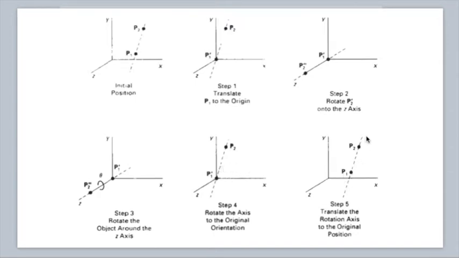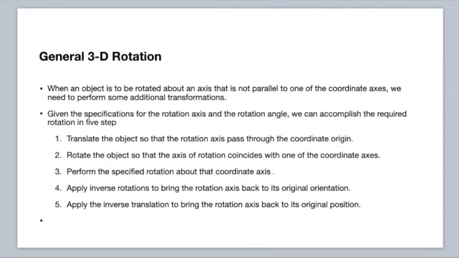Okay, p1 p2. You perform the inverse of this step 1 translation so that you get the step 5 translation. So you move it back to this position p1 p2. That's how you perform the transformation or rotation in case of an axis which is not parallel to the coordinate axis.